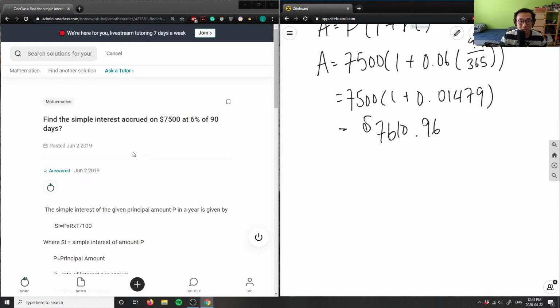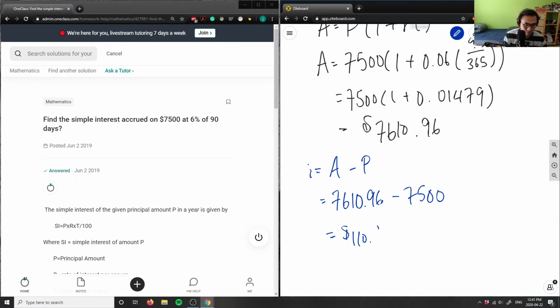It's only asking for the simple interest, right? So again, I would do this in blue. Interest would equal just the final amount minus the principal, right? So I have the final amount, which is $7,610.96, minus what I put in initially, which is $7,500. This would then give me just the interest number, which is $110.96. So this here is the interest accrued on $7,500 at 6% in 90 days.